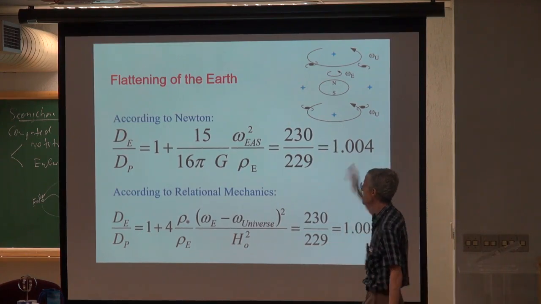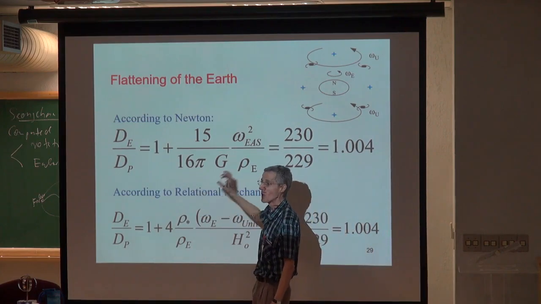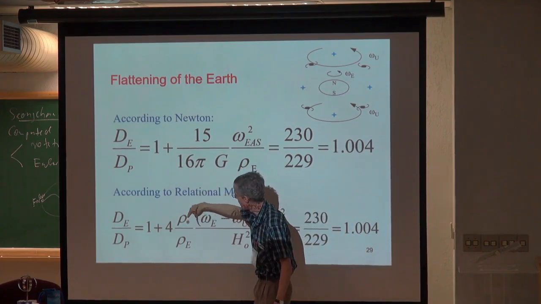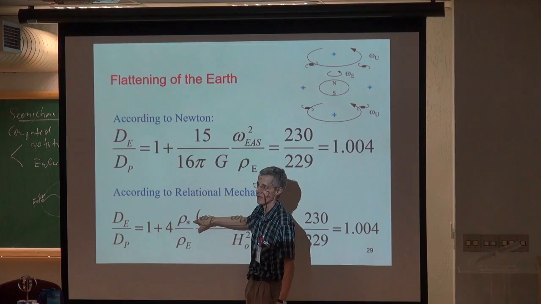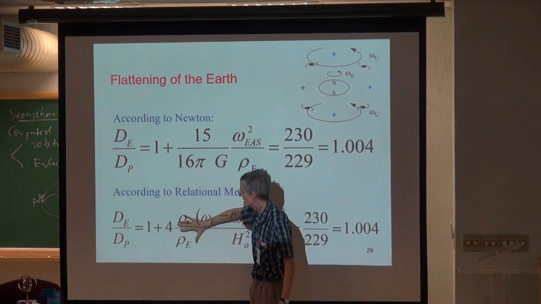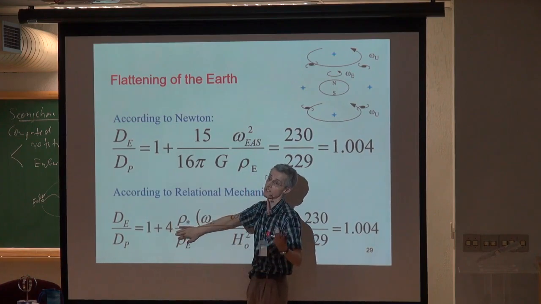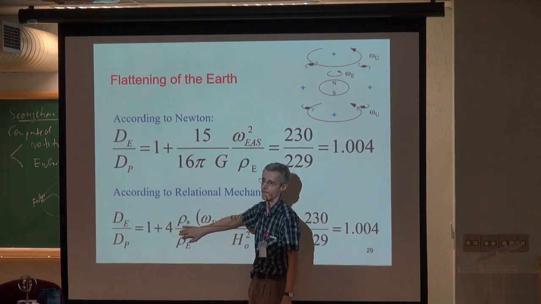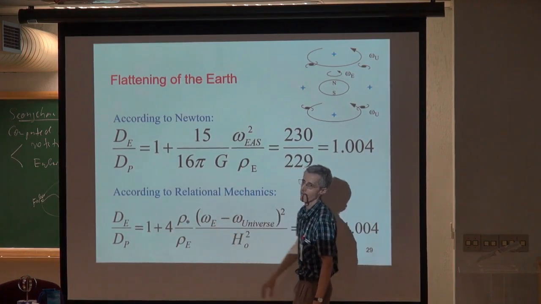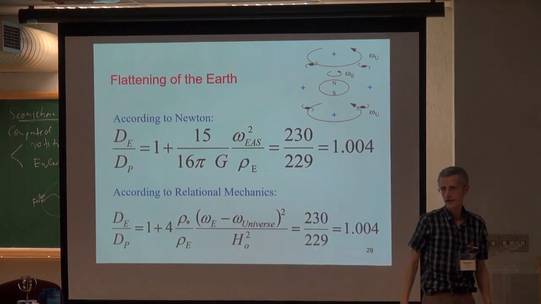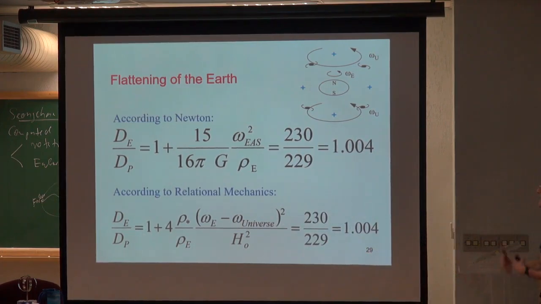In the limit, when I make all the stars and the galaxies disappear, this whole term goes to 0. When it goes to 0, this ratio becomes 1. The Earth becomes spherical. Okay? So this is a quantitative implementation of Mach's principle.